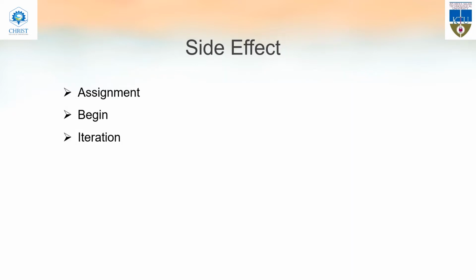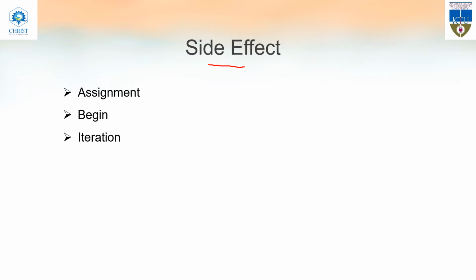Hi friends, so we are dealing with the side effect of Scheme language. Side effect means changing the value of a variable. We don't have a big definition for side effect, but if there is a function, and that function changes the value of a variable, we say that the function does have a side effect.